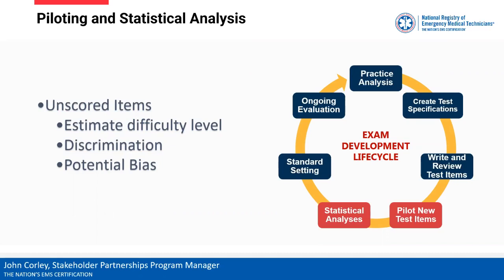This process is going to estimate the difficulty level of each item and determine whether or not they discriminate between high and low performers. Now, when I say discriminate here, in testing, we mean: does this item differentiate between a high performer and a low performer? What we don't want the item to do is to have bias. We don't want it to negatively impact a specific demographic or population group, right? So what we look for in an unscored item is to make sure during our piloting process that we're estimating our difficulty level, we're determining whether or not it's discriminating between high and low performers, and we're looking for any potential bias.